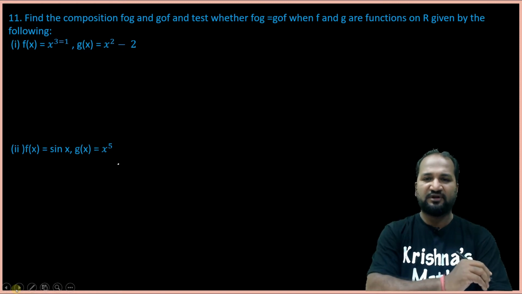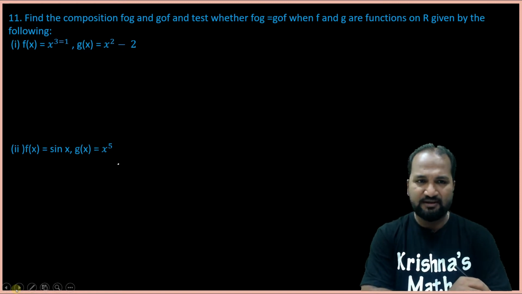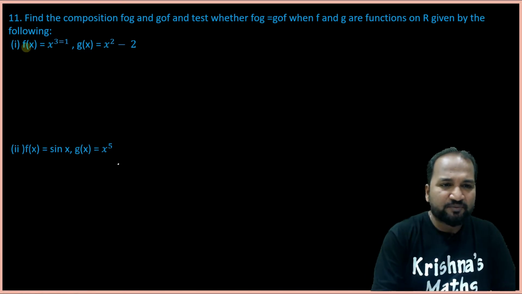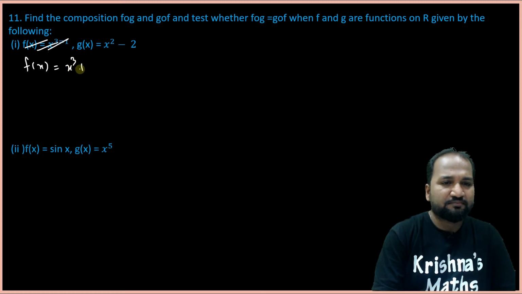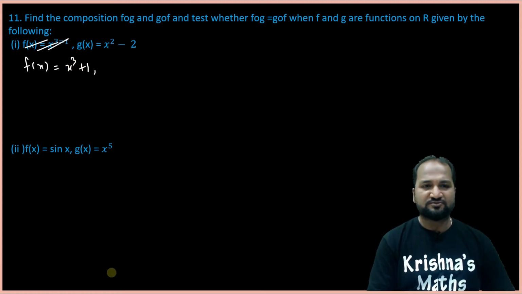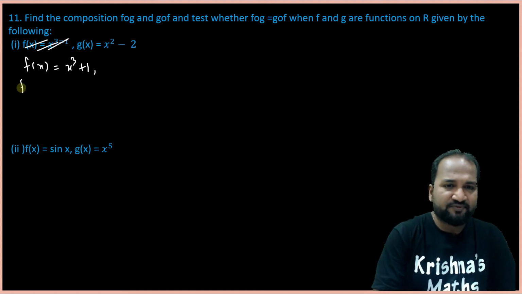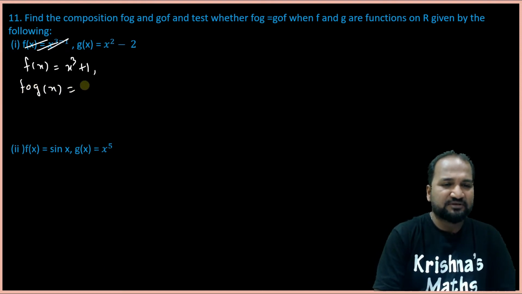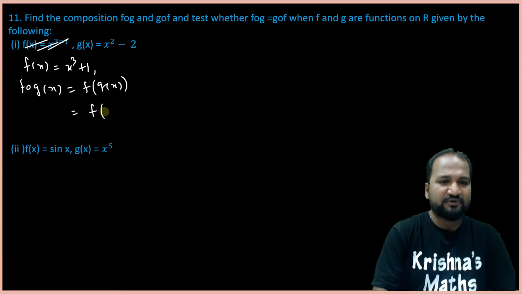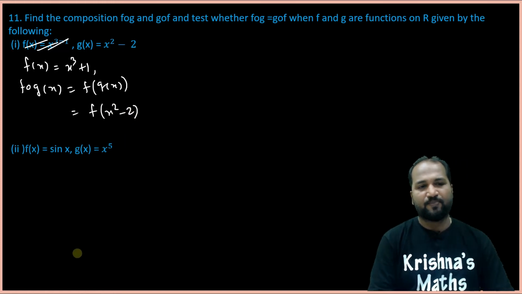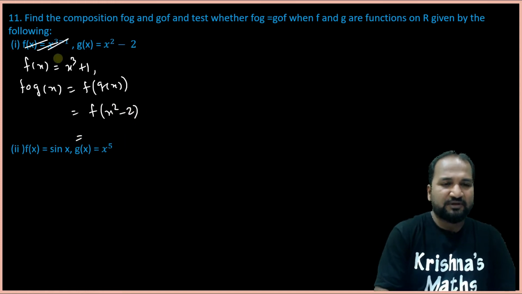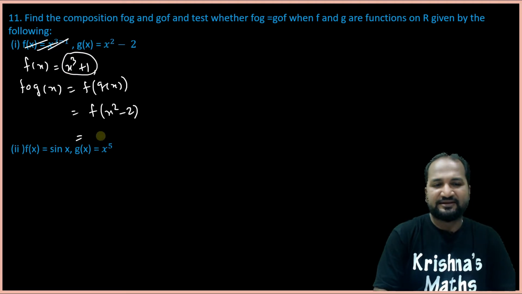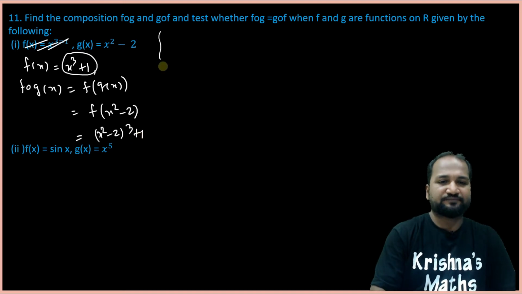Find the composition fog and gof and test whether fog equals gof when f and g are functions on R given by the following. f of x is equal to x cube plus 1 and g of x is equal to x square minus 2. First we will find fog of x, equal to f of g of x, and g of x is x square minus 2. So this is f with x replaced by x square minus 2, which gives x square minus 2 whole cube plus 1.